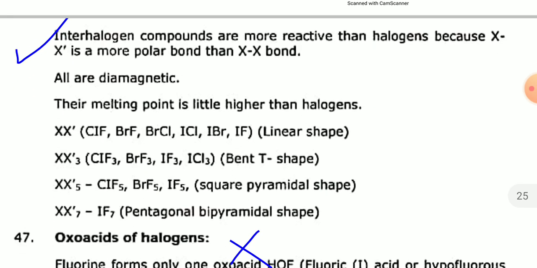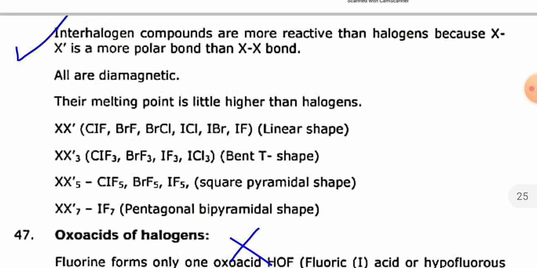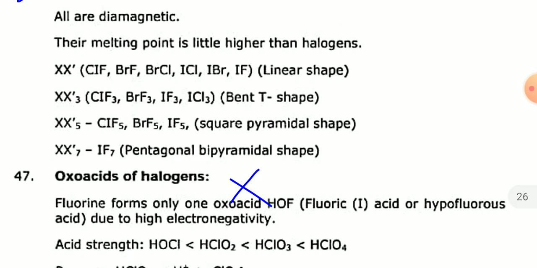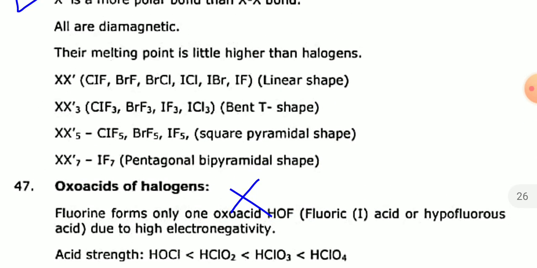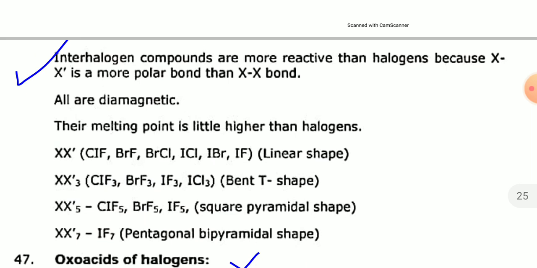Here are some examples of interhalogens: ClF, BrF, ClF5, BrF5, IF5, IF7. These are some examples of interhalogen compounds. All interhalogens are more reactive than halogens, because the X-X' bond is more polar than the X-X bond.